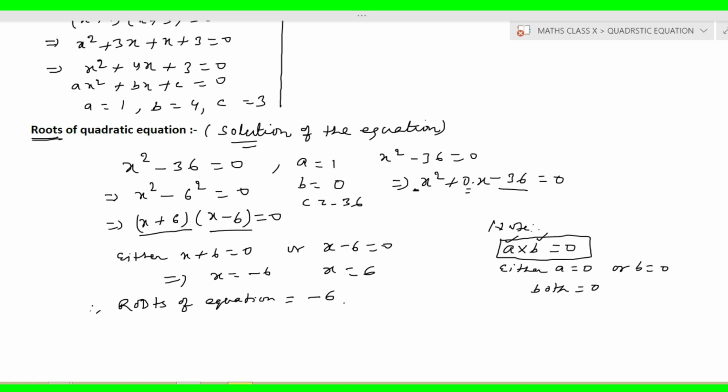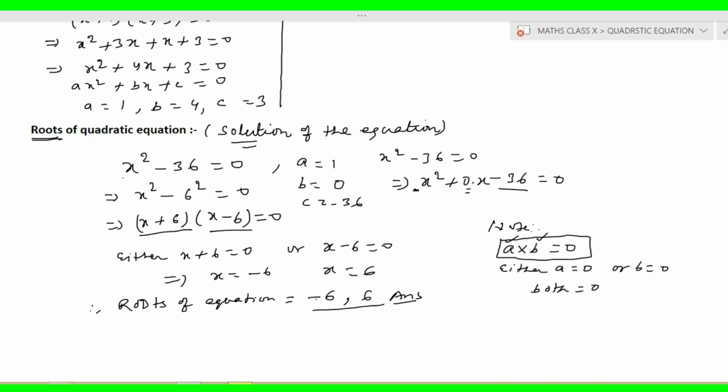Minus 6 and 6. These both are the roots of the equation, or we can say these both are the solutions of the equation. One more point you have to keep in mind: since the degree is 2, in terms of polynomial, x square minus 36 is a quadratic polynomial, so it has two zeros, and those two zeros are called the roots of this equation. So whenever there is a quadratic equation, it must have two roots or two solutions. So this is called solutions.